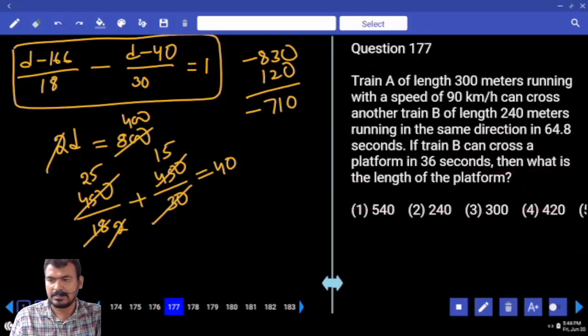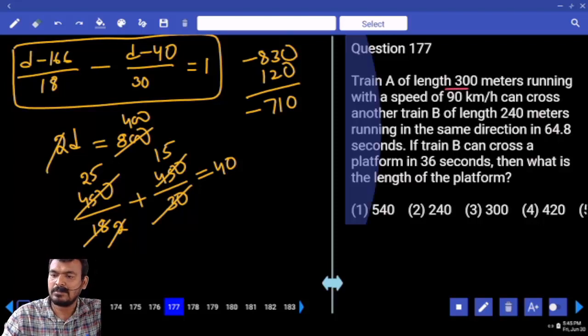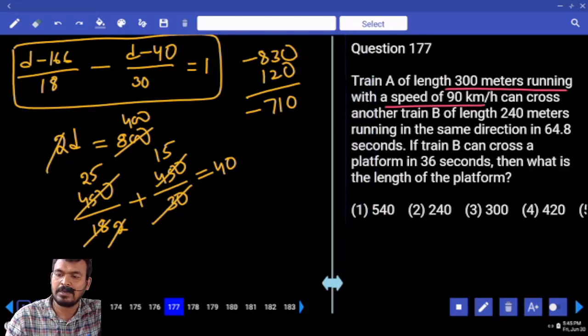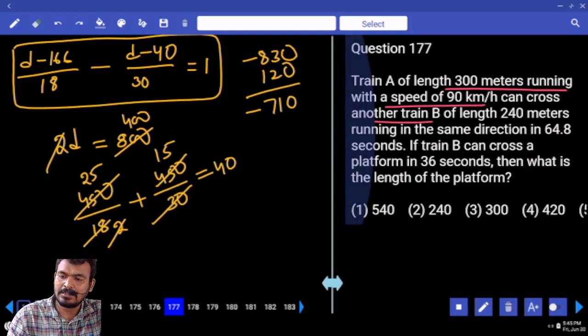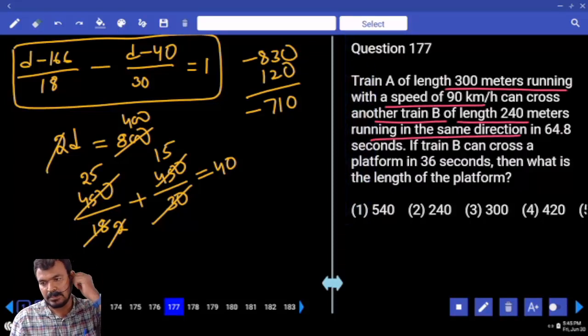Next, question 177. Train A of length 300 meters running with a speed of 90 km per hour crosses another train B of length 240 meters running in the same direction in 64.8 seconds. If train B can cross the platform in 36 seconds, then what is the length of the platform? Train A length is given as 300 meters, running with a speed of 90, crossing train B of length 240 meters in the same direction.